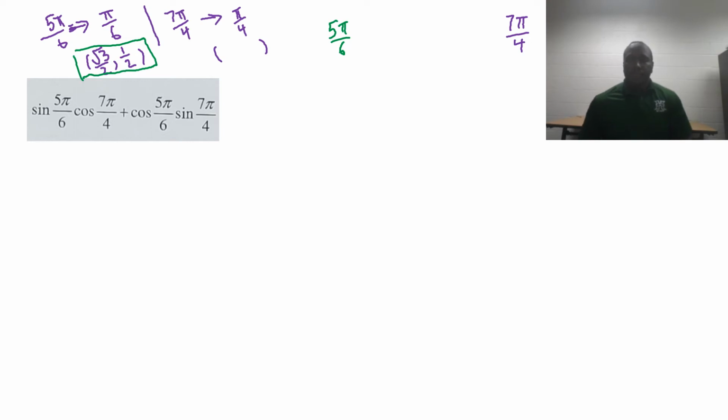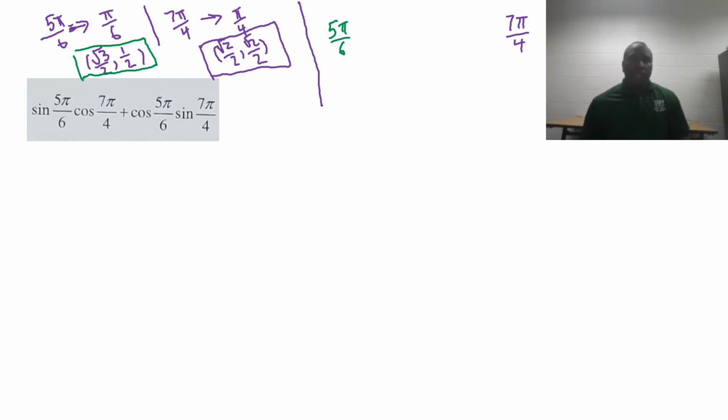For pi over 4, we have 0, 6, 4, 3, 2. So we fold down the forefinger for pi over 4. We have 2 and 2, so that's going to be radical 2 over 2 and radical 2 over 2. So let's write that down. Radical 2 over 2 and radical 2 over 2. That's what we have for pi over 4.